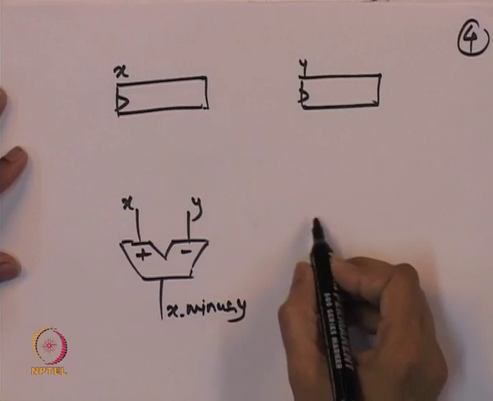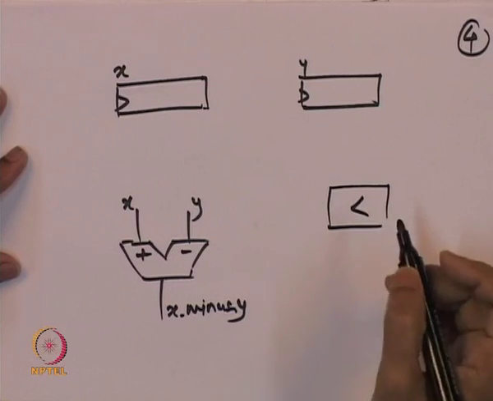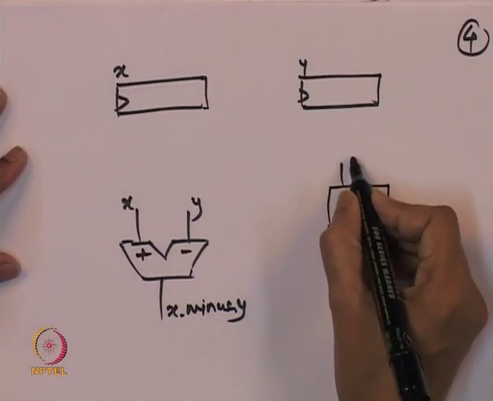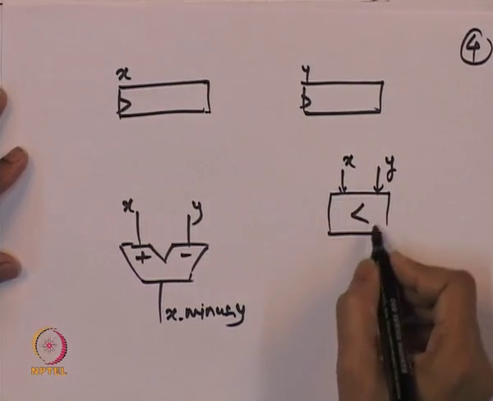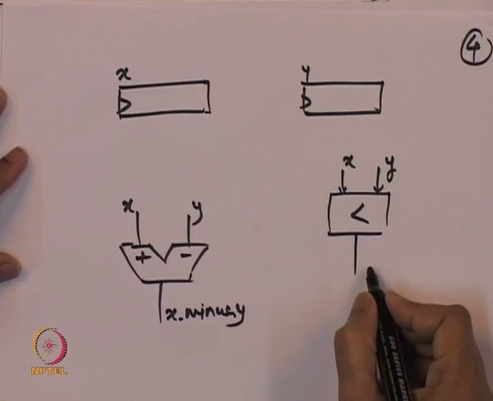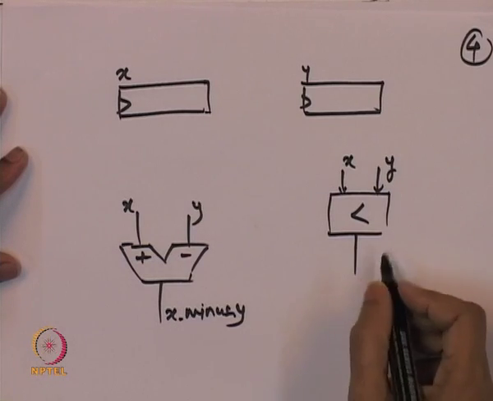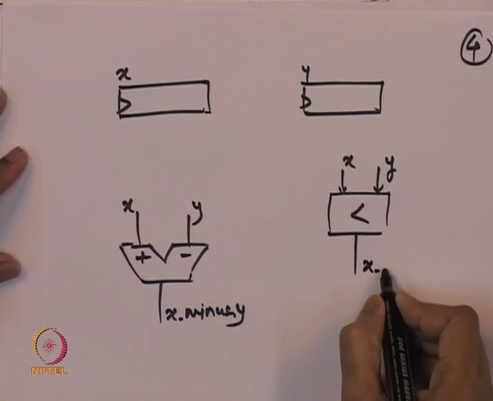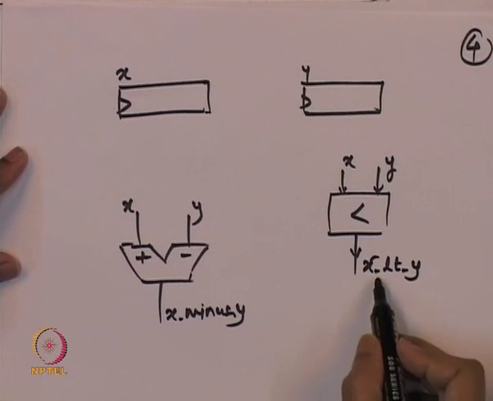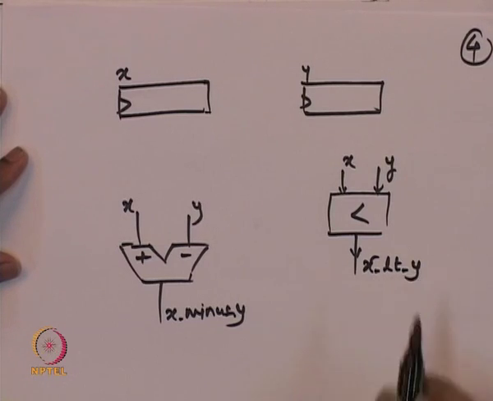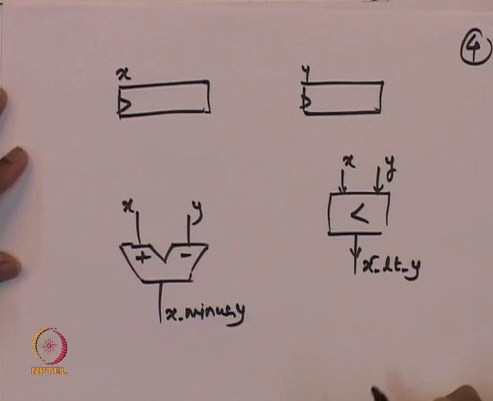We also require a less than comparator, to which we feed the inputs x and y. If x is less than y, we get a true boolean value 1 here, or boolean value 0 if it is not the case. I denote this output signal by x lt y, which I read as x less than y. This is a 0 1 signal, while the inputs are two data items, two integers.